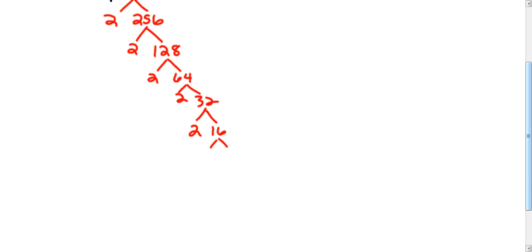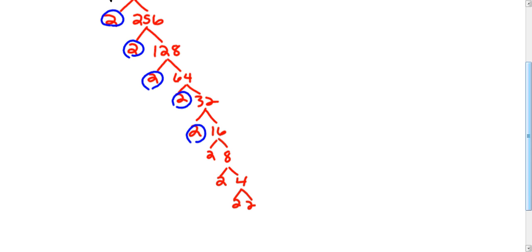And if I divide that by 2, I get 8. If I divide that by 2, I get 4. And those are each divisible by 2. Oh my goodness. Okay. So my prime factors are a whole lot of 2's.